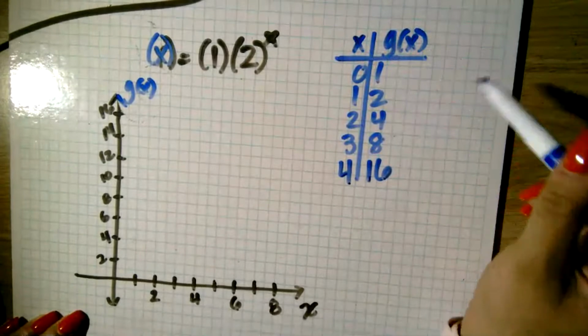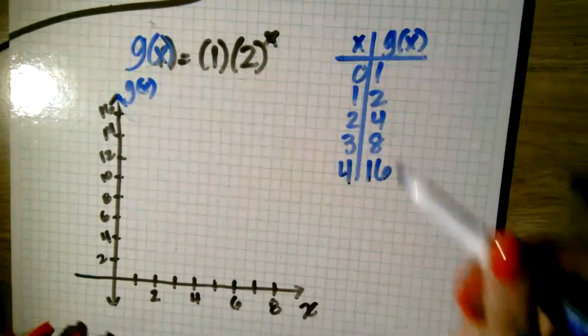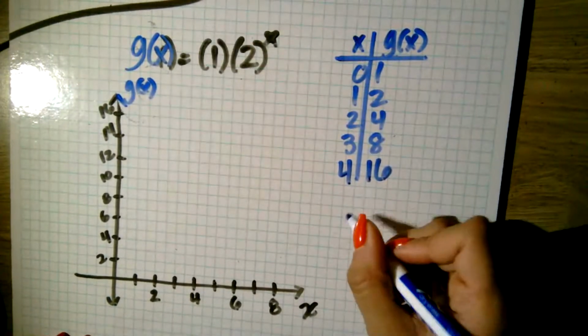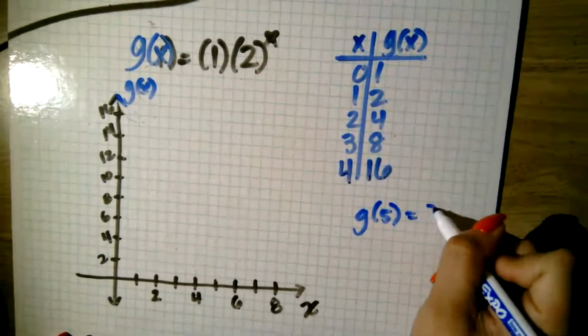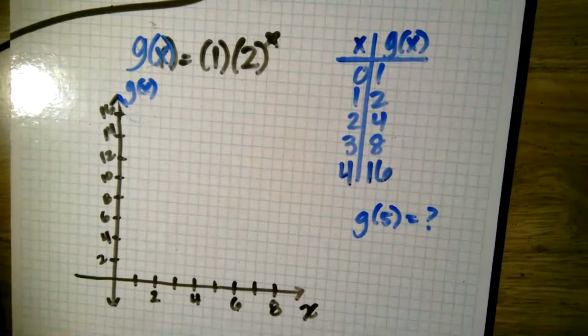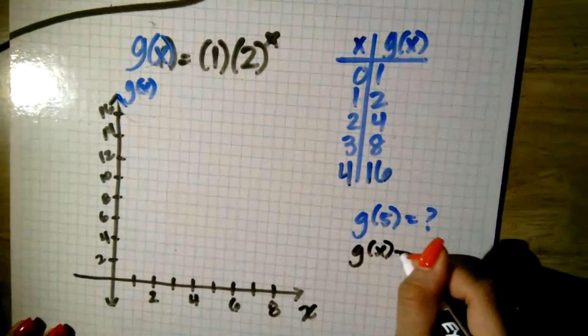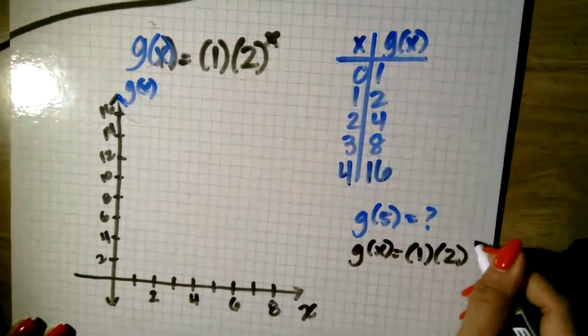If you notice, my explicit rule does tell me exactly what I want. So let's say I want g of 5. Let's just put an example. What is g of 5? I don't know, but if I plug it into my explicit rule, it'll tell me. So I know my explicit rule says g of x is 1 times 2 to the x power.